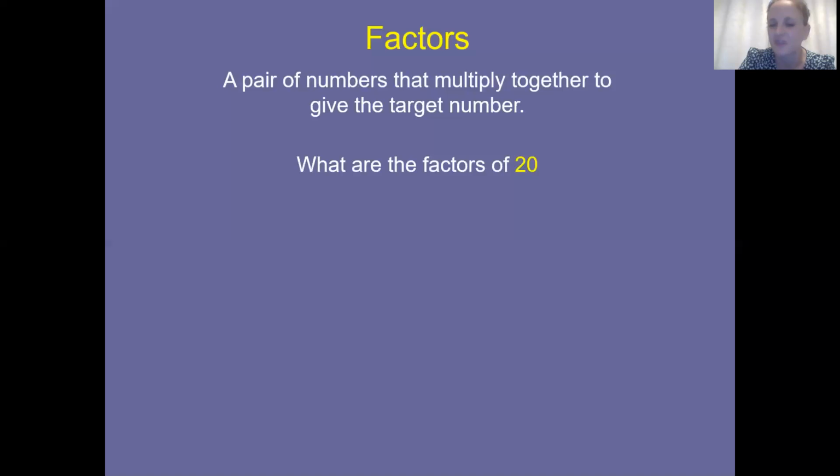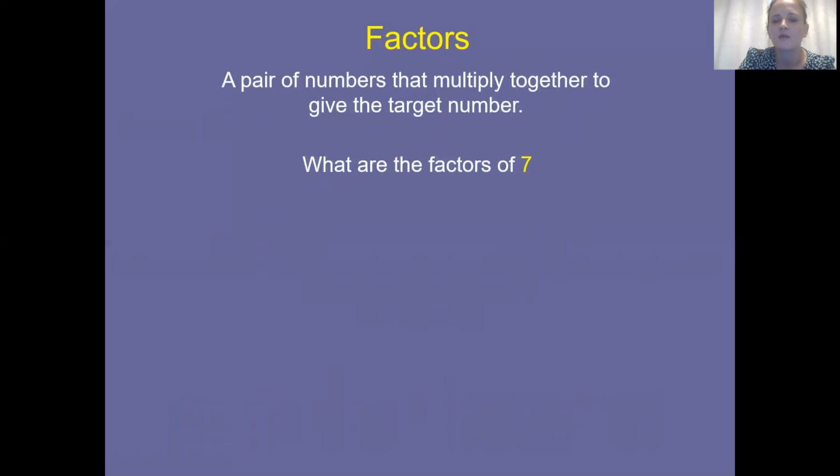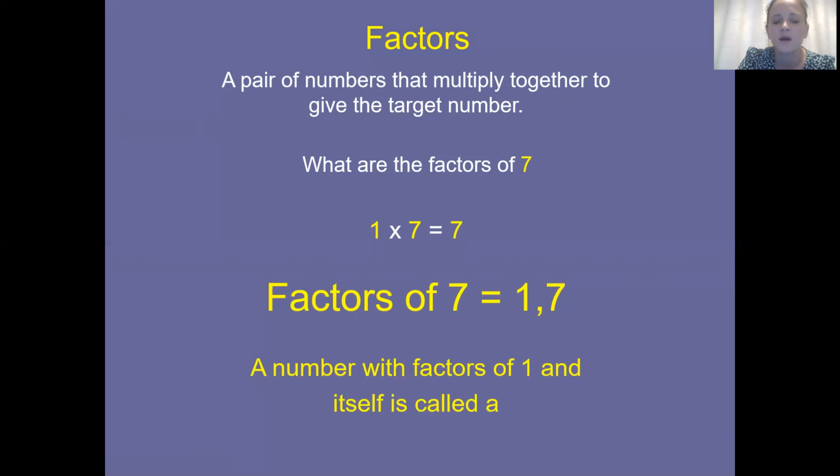So if we're looking at factors of 20, 4 times 5 is 20, 2 times 10 is 20, 1 times 20 is 20. So the factors of 20 are 1 and 20, 2 and 10, and 4 and 5. Factors of 7 are a little bit different because 7 is an odd number and it can only be divided by 1 and itself. So the factors of 7 would only be 1 and 7, because it is what we call a prime number.